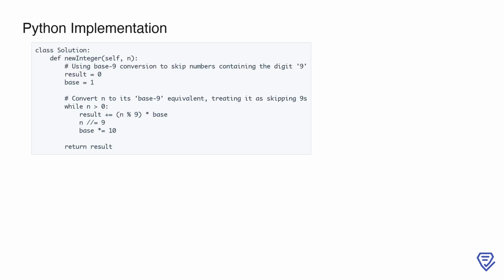Explanation. The sequence described in the problem is equivalent to representing numbers as if they were in base 9, where digits range from 0 to 8 instead of 0 to 9. By treating the sequence as base 9, we can directly map the input n to the corresponding number in the sequence without checking each number individually.